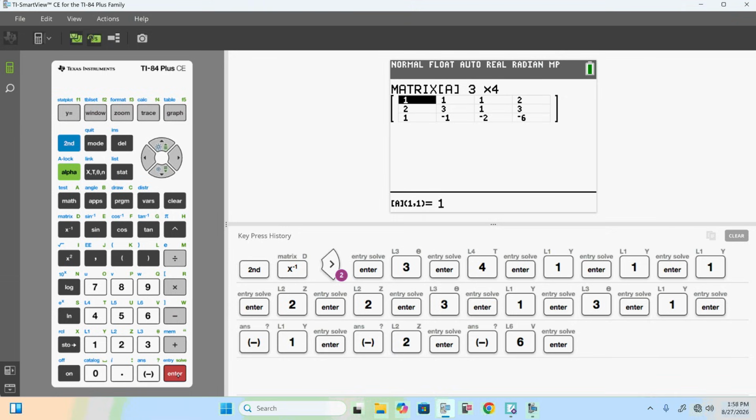Once you get the whole thing typed in, second quit, second mode. Second quit, second mode. It should be up there at the top. Once you get it all typed in.